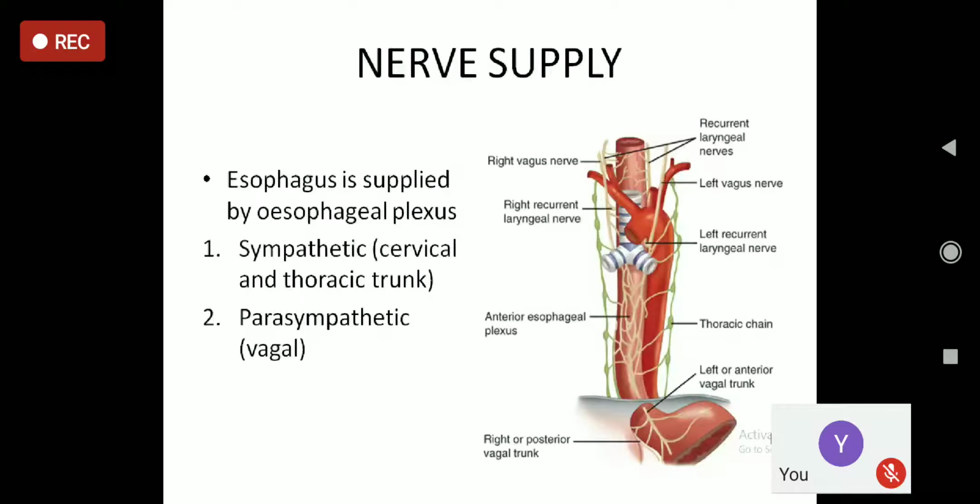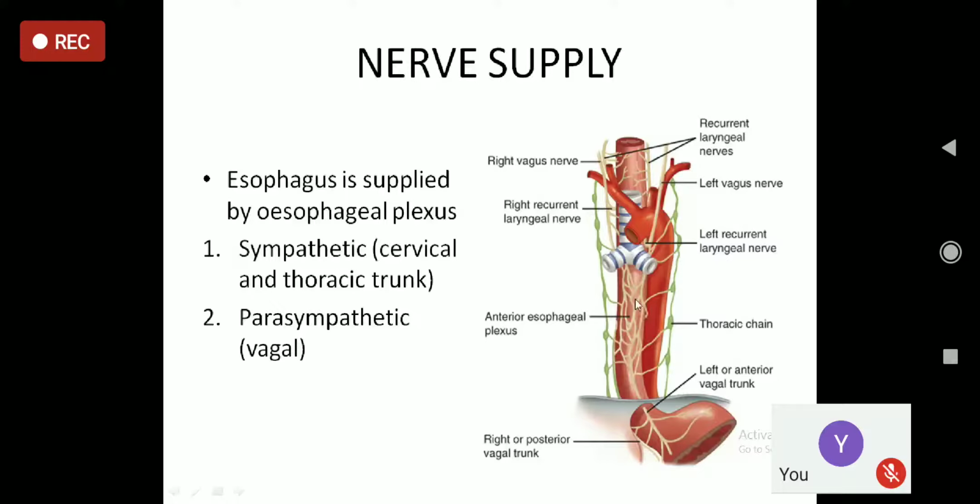Then we'll go for the nerve supply of the esophagus. The esophagus is supplied by the esophageal plexus, which is formed by both sympathetic and parasympathetic fibers. The esophagus is a viscus, and we know all viscera are supplied by the autonomic nervous system, which includes sympathetic and parasympathetic nerves. The esophageal plexus is one of the autonomic plexuses, formed by both sympathetic and parasympathetic nerves.